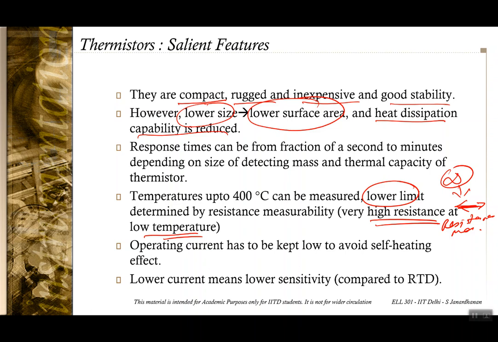And as you have seen earlier, the operating currents have to be kept low to avoid the self-heating effect. This low operating current also means that the current sensitivity is lower in case of a thermistor as compared to an RTD, even though the response time is much quicker.